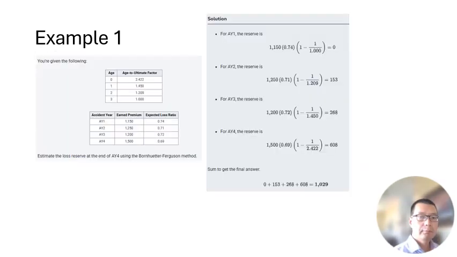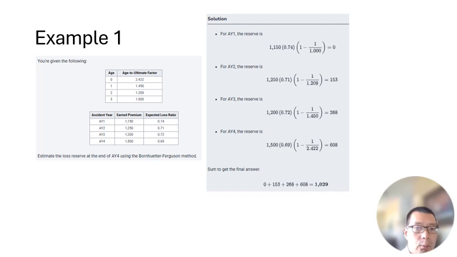Now let's look at some real examples. In this example, you are given the following age to ultimate factors, and you are also given the premium for each accident year and the expected loss ratio. Estimate the loss reserve at the end of accident year 4 using the Born-Hütter-Ferguson method. Since the factors are all given, we just need to apply the formula.